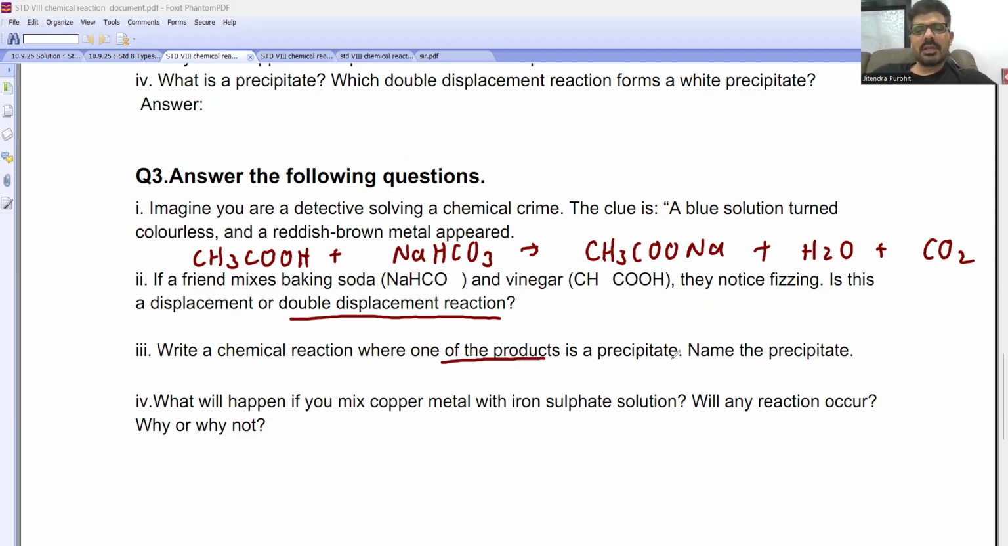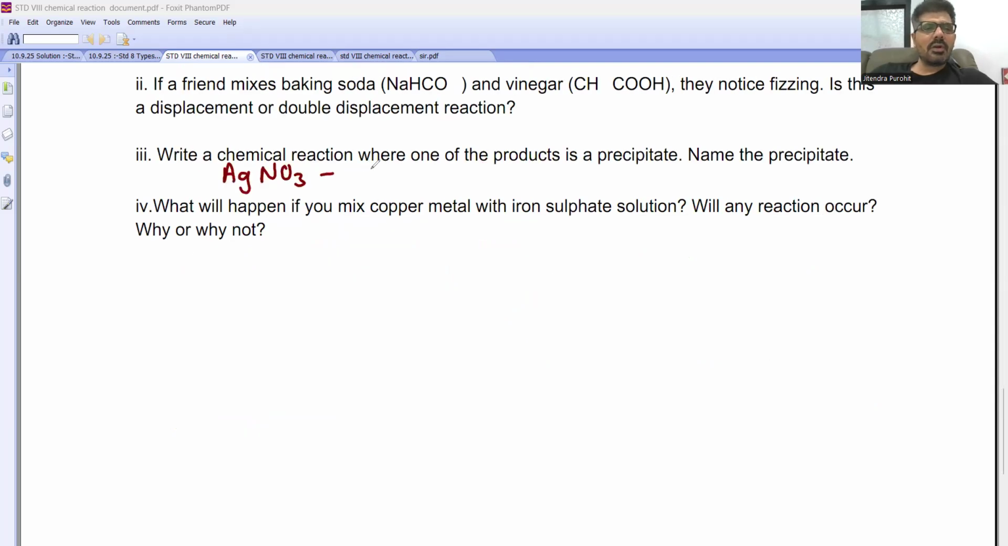Write a chemical reaction where one of the products is a precipitate, and name the precipitate. Whenever we want a precipitate, what are we going to do? Precipitation reaction. So I'm going to take AgNO3, silver nitrate, plus NaCl. So what am I going to get? AgCl is my precipitate, and NaNO3. So what is the name of the precipitate? You will write silver chloride. Easy.